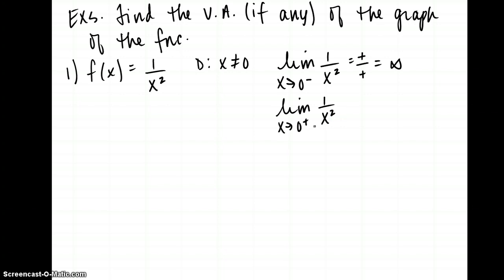If we pick 0.1, plugging it into the function, the numerator will always be positive. 0.1 squared would give us a positive number. So the right-side limit would also approach positive infinity. Therefore, there's a vertical asymptote at x is equal to 0. The asymptote is going to occur at the domain restriction as long as the one-sided limits have the infinite behavior.